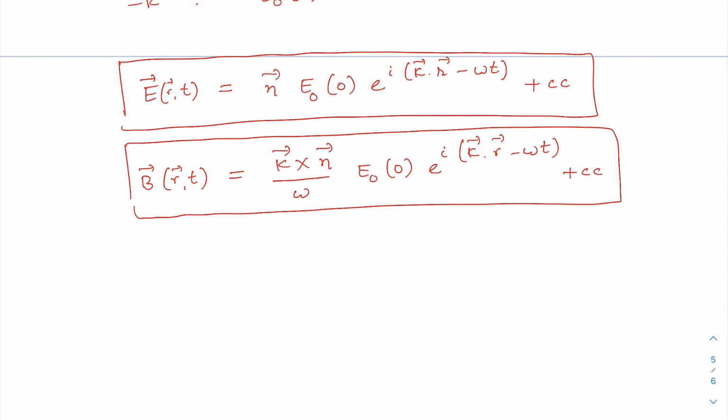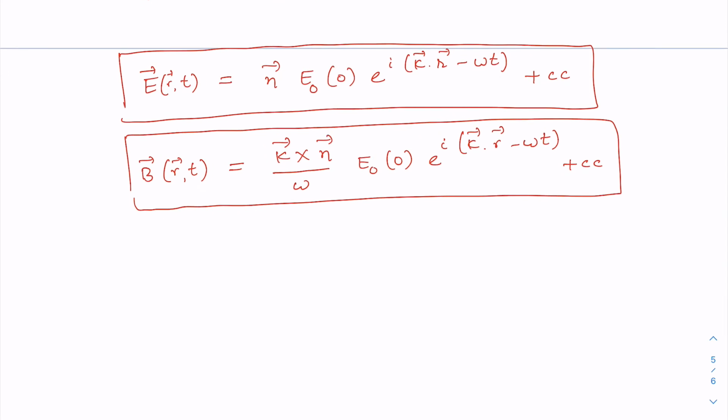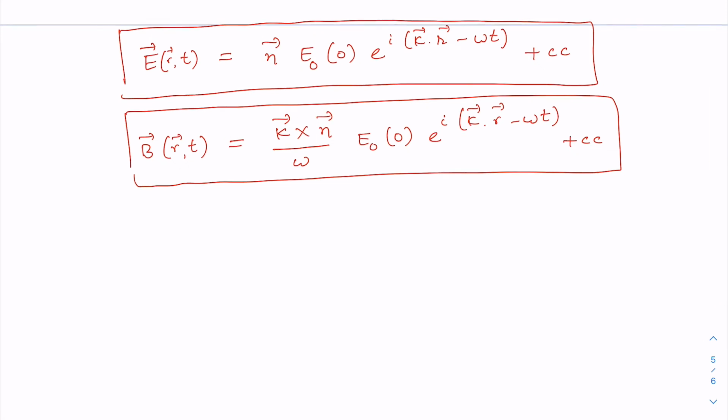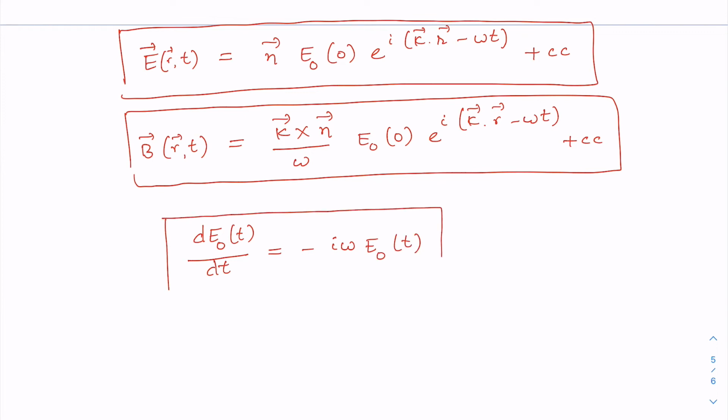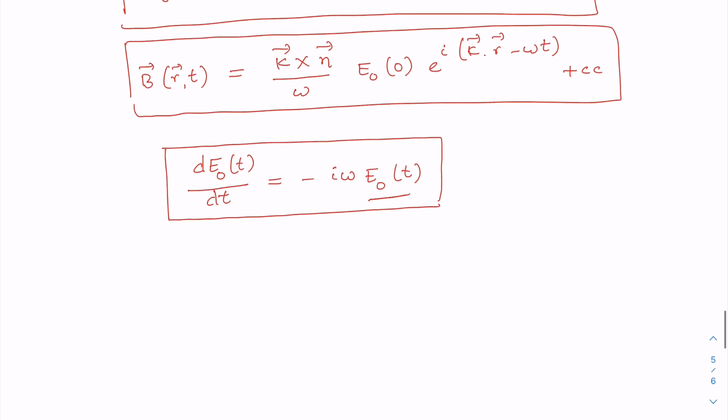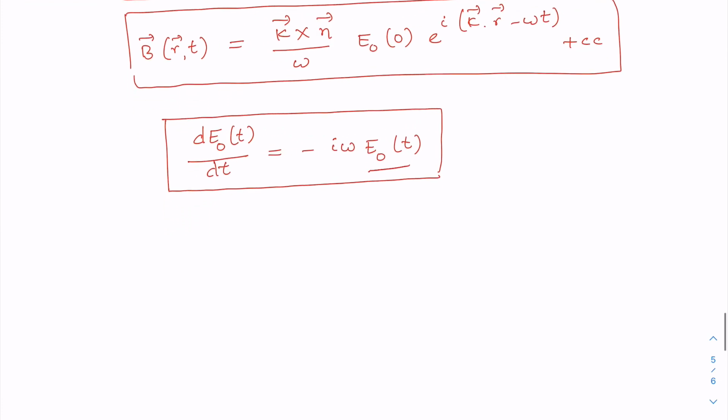So the dynamics of the electromagnetic wave propagating along the plus k vector, the positive direction of k, is fully determined by this equation, dE0 dt is equal to minus I omega E0 of t. And that's the reason I said that E0 of t, the complex amplitude of the electric field, fully describes the state of the electromagnetic wave.